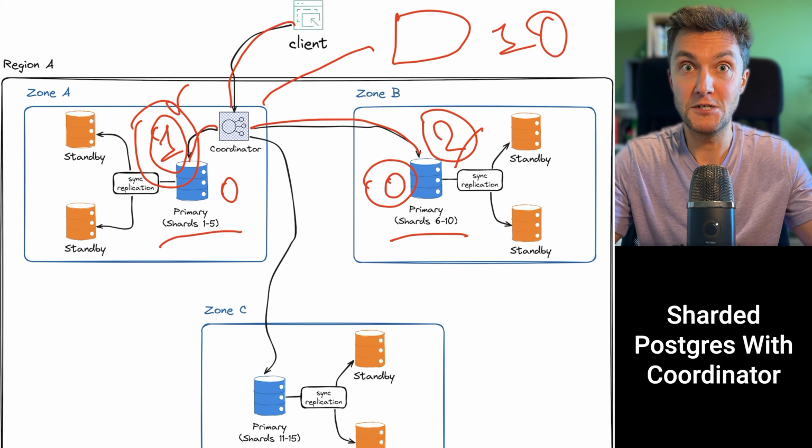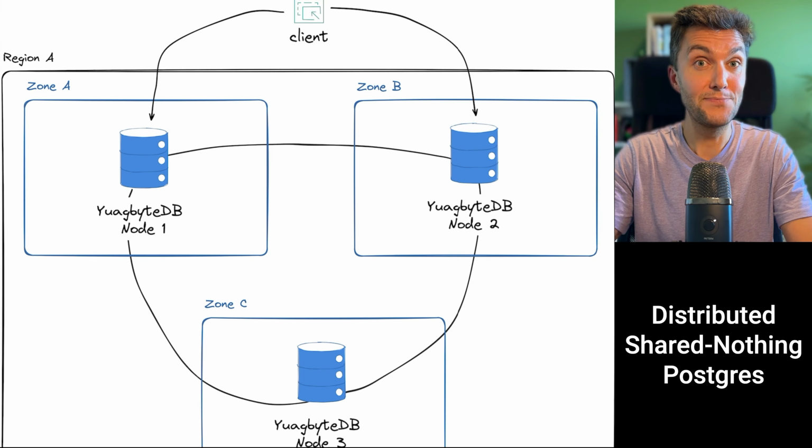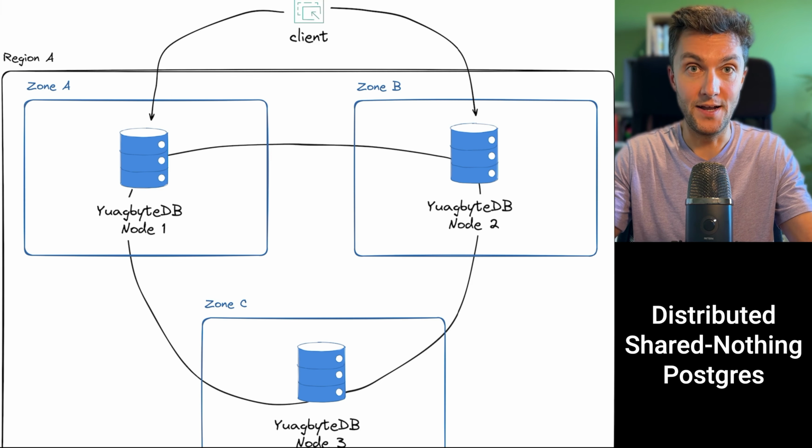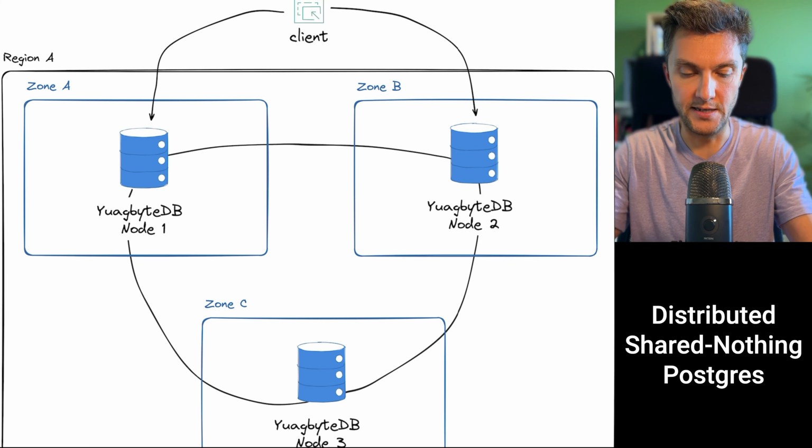Alright, sharded Postgres is one of the solutions for making Postgres distributed. And how about the last one? Let's review it. The last but not least is a distributed shared nothing database. In the Postgres ecosystem, we have YugabyteDB. YugabyteDB is a distributed SQL database that runs on Postgres, and it also makes Postgres distributed. Let's take a look at our final example.